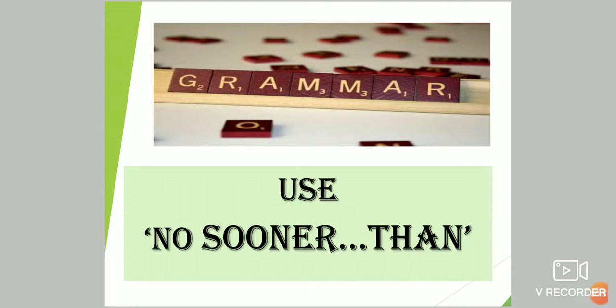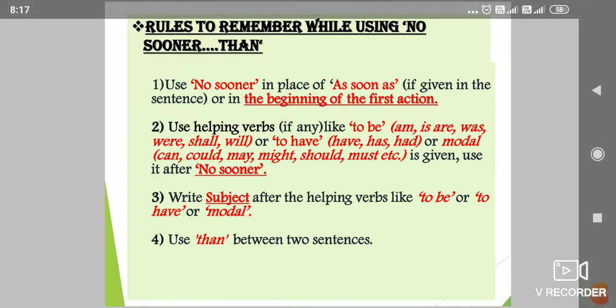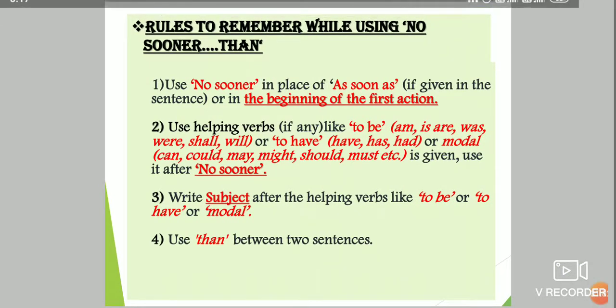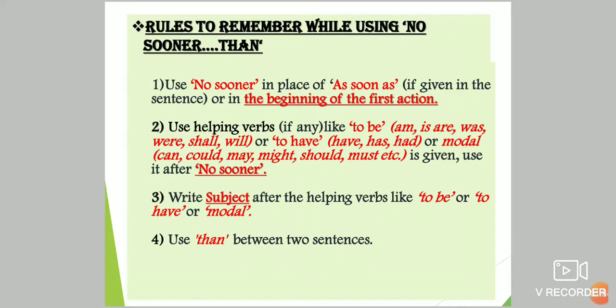In the sentence, the expression as soon as or no sooner than is used to suggest that one action takes place or took place immediately after another action or situation. But for using no sooner than in the sentence, we have to make some changes accordingly. What are those changes that we are going to see one by one? See here in this slide, you can see rules to remember while using no sooner than.